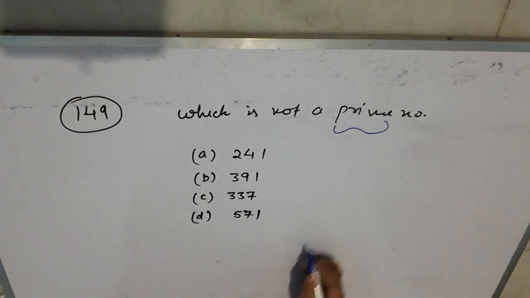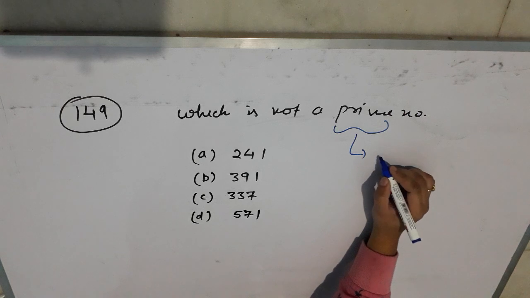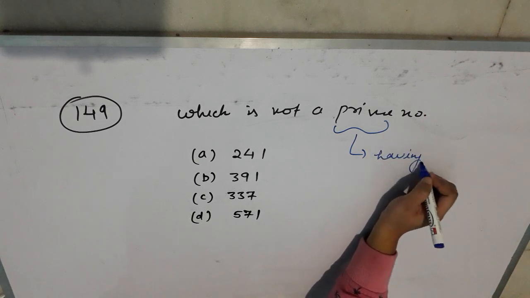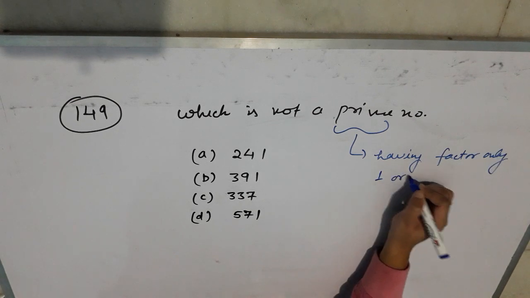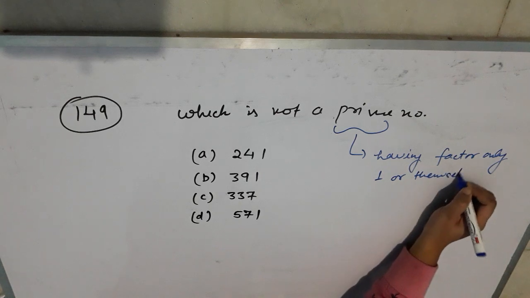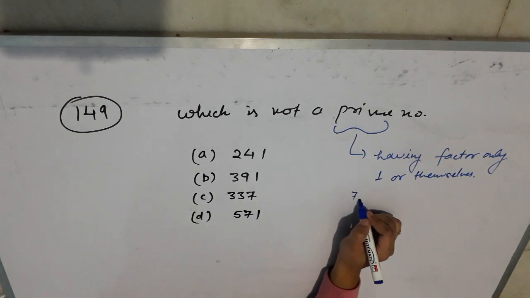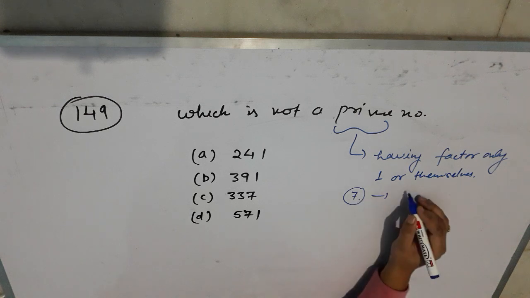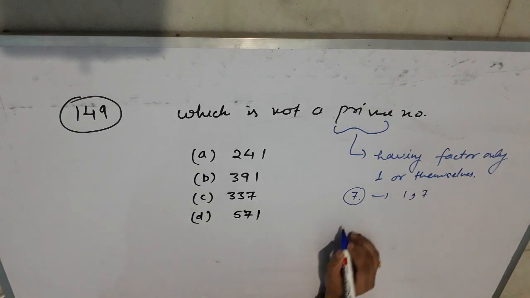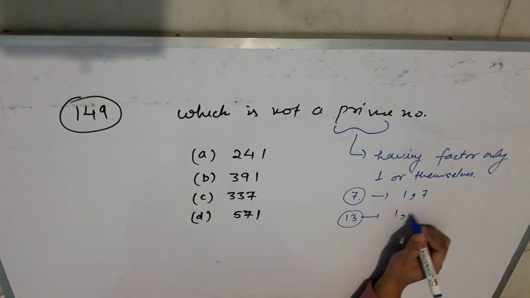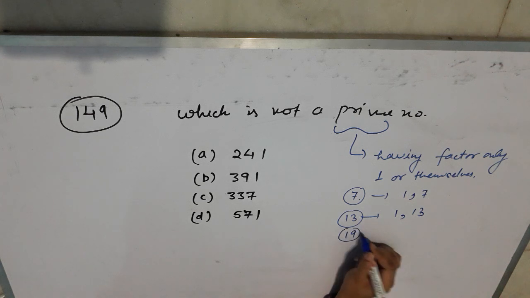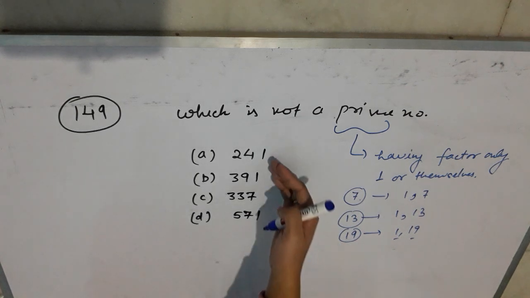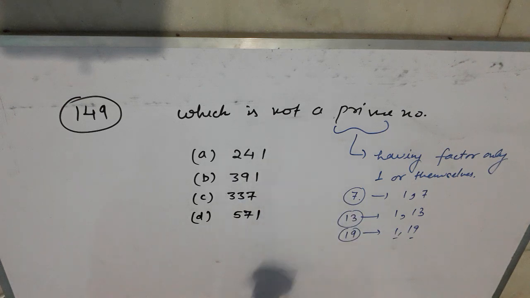Now what are prime numbers? Prime numbers are numbers which have only 1 and themselves as factors. Like 7. 7 is a prime number because the only possible factors of 7 are 1 and 7. Like 13. 13 is a prime number because the factors of 13 are 1 and 13 only. Similarly 19 is also prime because the factors are only 1 and 19. So similarly you have to find among these four numbers which is not a prime number.